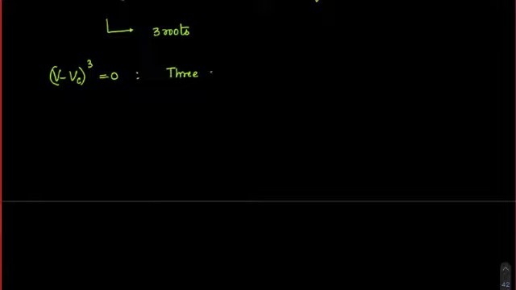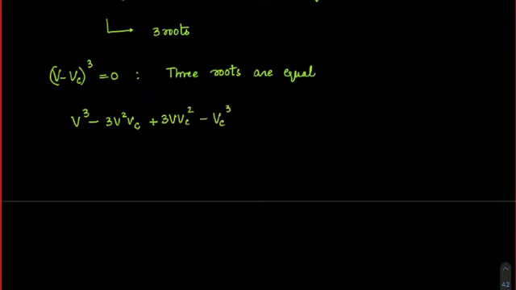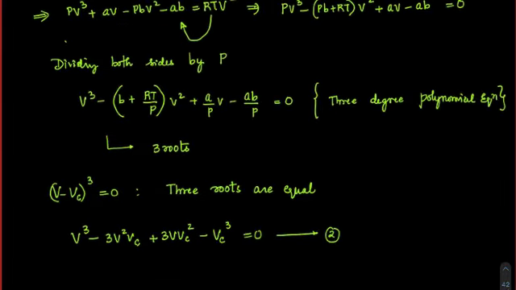Right, so three roots are there, and all three roots are equal. So there are three roots and all are equal, correct? Suppose I expand this, we will get v cube minus 3 vc v square plus 3 vc square v minus vc cube is equal to 0. Let me consider this as equation 2 and the earlier one as equation 1.